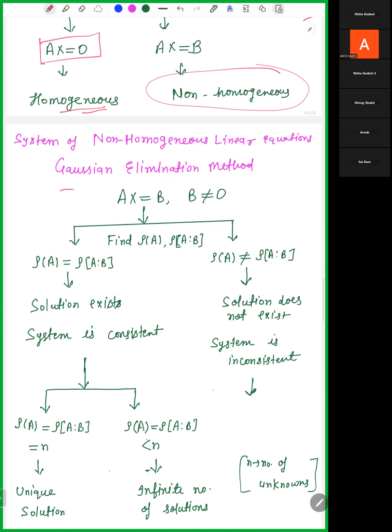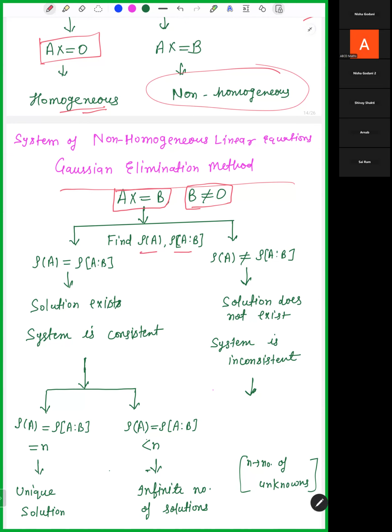Gaussian elimination method for a system of non-homogeneous linear equations. Non-homogeneous means at least one of the constants is non-zero on the right hand side in this column matrix B. So how to find the solution by using the concept of rank? You have a system like this, AX equal to B, and we are dealing with the case when B is not a zero matrix. So what will we do? We will find the rank of the matrix A and the augmented matrix.